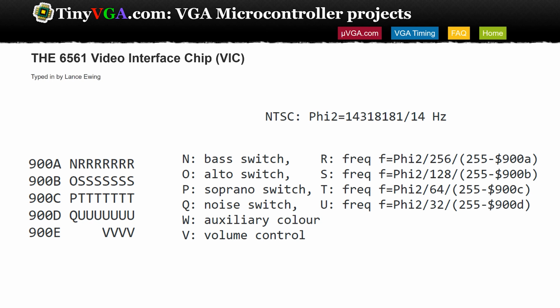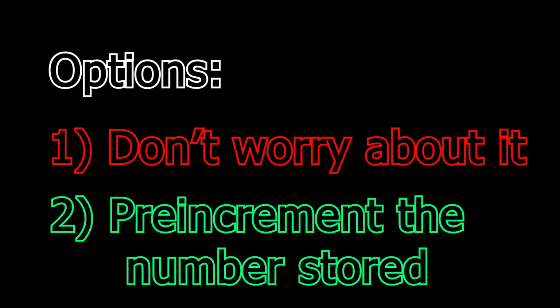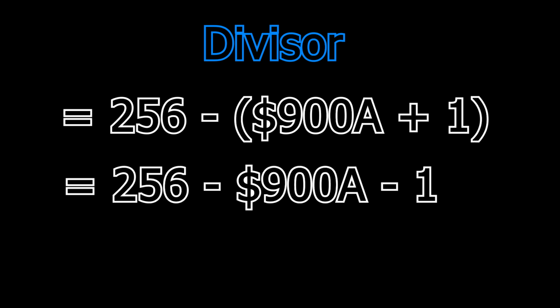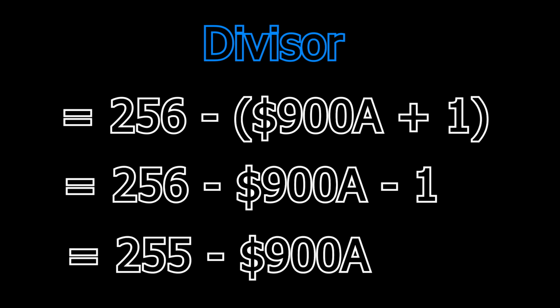But what I really want is 255 minus the value stored in 9000A. I have two options here. One is not to worry about it, which was actually my first instinct, but I decided that it would be noticeable for higher notes. What I can do is add 1 to the value before I store it in the 74HC574 register. This means our count is 256 minus, in brackets, the value of interest plus 1. If we expand the brackets, this becomes 256 minus value minus 1, which is equal to 255 minus the value.